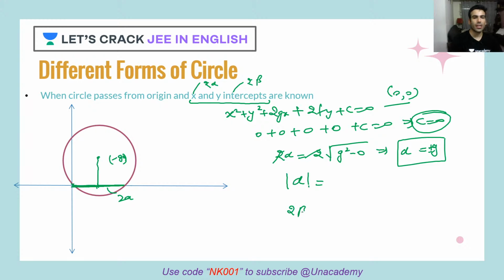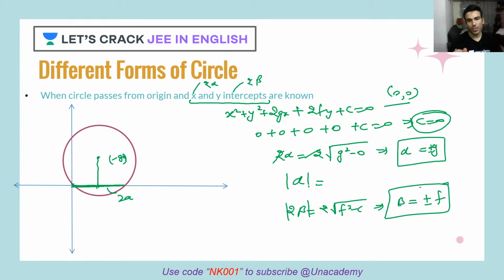So twice of beta will be what? Twice of root f square minus c. C is 0, so beta, I can write it like this, so that you will not get confused in future also. So beta will be what? Plus minus f. So now your origin and your circle's center are known to you. You can easily calculate the radius from here. Yes or no? That would be what? Root of g square plus f square. So I can clearly write x plus minus, depending upon your question's conditions.